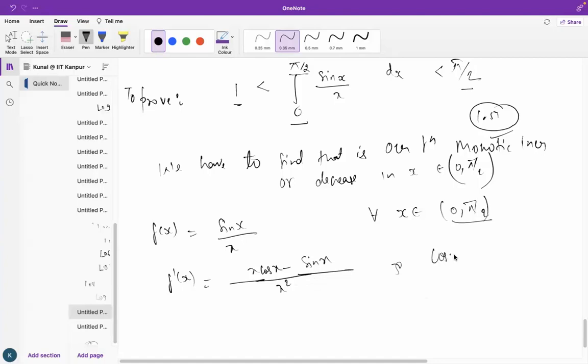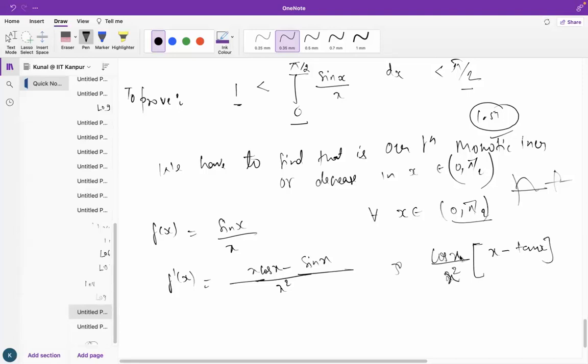If we take cos x common, because we all know that the cos x value is positive and the sin x value is also positive in 0 to pi by 2. Look at the graph of sin x, positive. Look at the graph of cos x, positive. So take cos x outside, basically common. So cos x by x square times (x minus tan x).